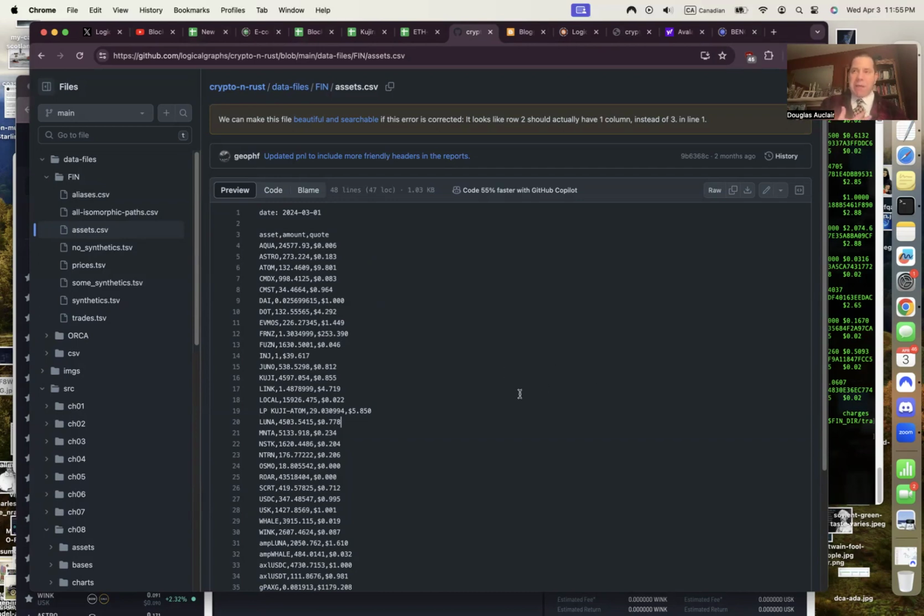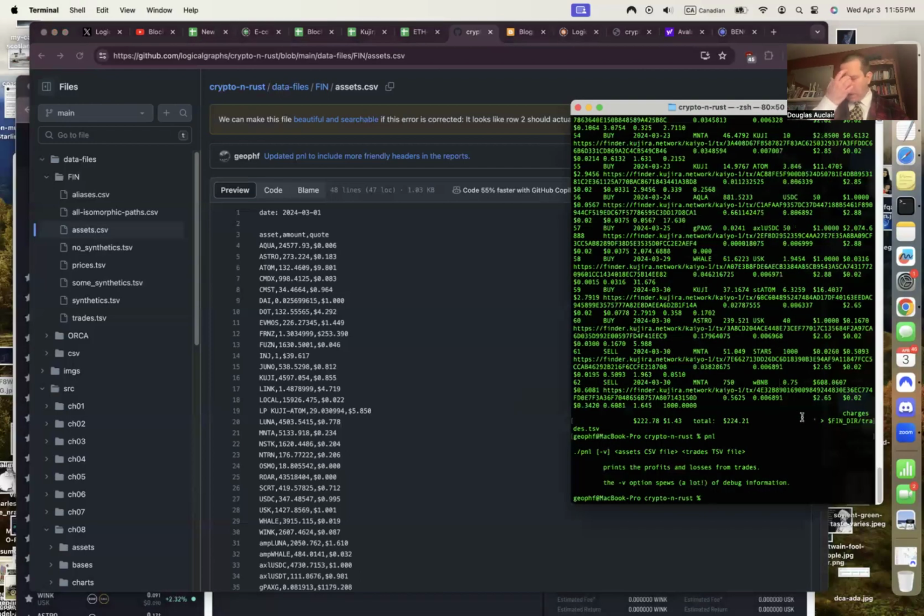My average cost basis is computed by my profit and loss engine. And so I haven't done this. I haven't run this report for March. So you're all seeing this in real time. So I run my profit and loss machine.